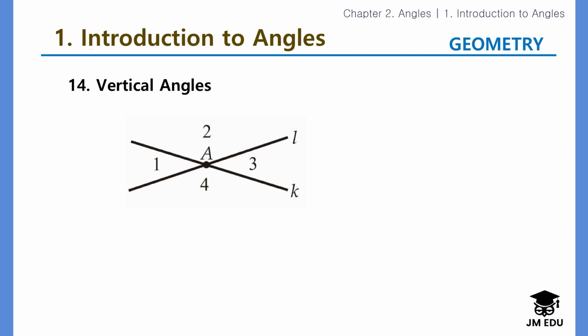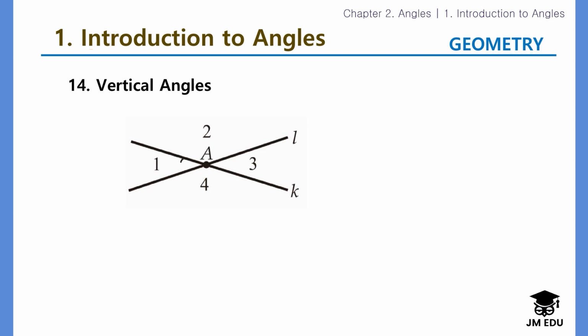Number 14, vertical angles. Vertical angles are two angles opposite each other when two lines intersect. So in this figure right here, angle number 1 and angle number 3 are vertical angles. And angle number 2 and angle number 4 are also vertical angles. Vertical angles are always equal to each other. And here is why.